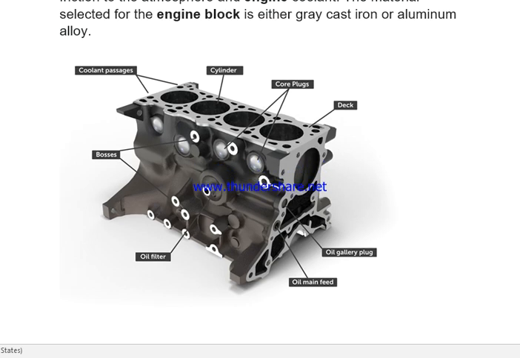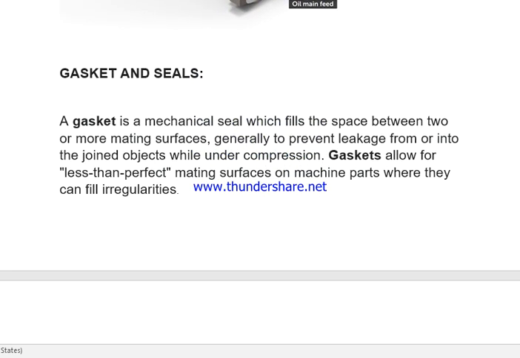So let's continue. We will reach the gasket and the series. That is some other part of the engine. Gasket and the series. The reason why I prepared these notes: gasket and the series are important components in an engine.